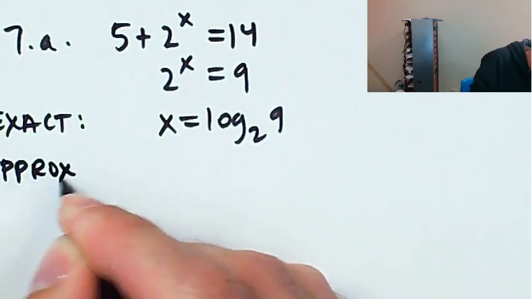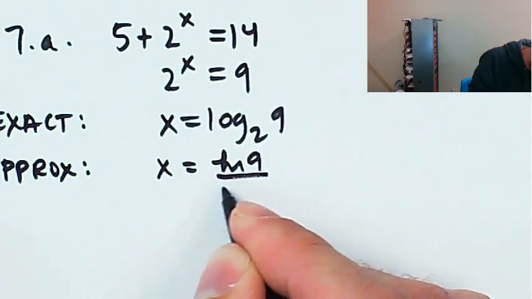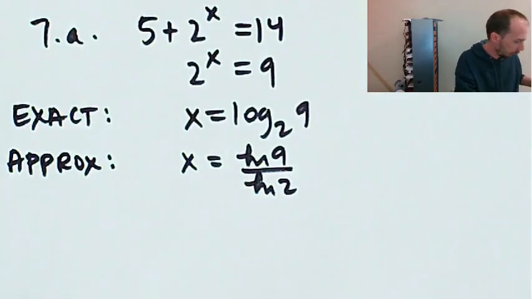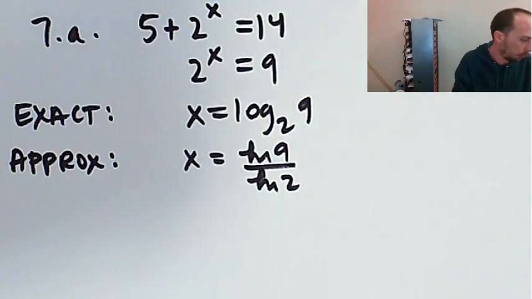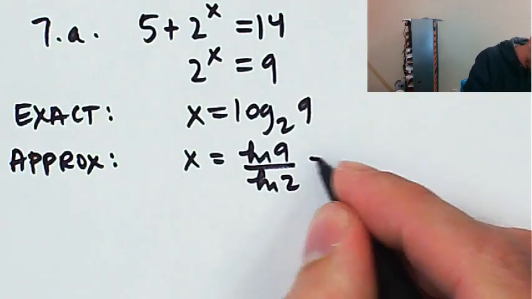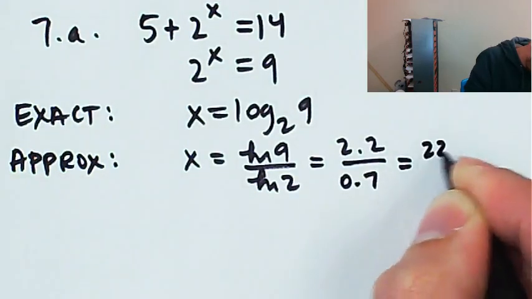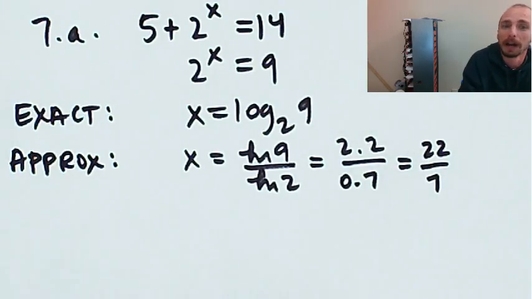For an approximate solution, I would have to use the change of base formula, which would be natural log 9 divided by natural log 2. Now, this itself is an exact solution. But when I look up natural log of 9 from the table, I get 2.2, divided by natural log of 2, which is 0.7. So that's 2.2 over 0.7. That's 22 over 7. Wait, isn't that approximately pi? Very close numbers, but not exact.